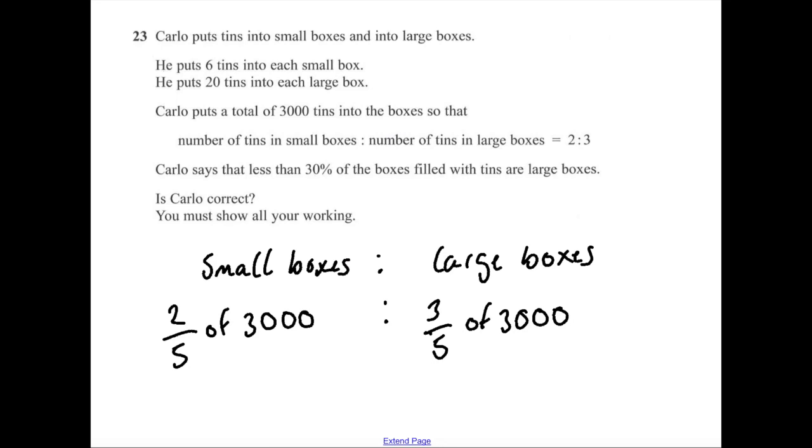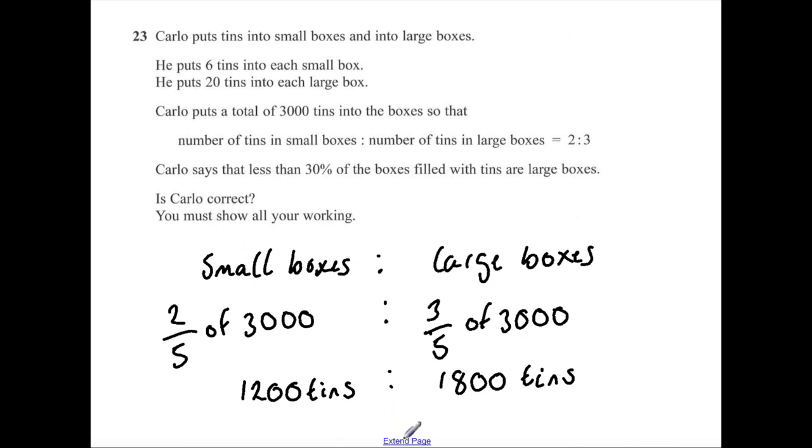So 2/5 of 3,000 is 1,200. And 3/5 of 3,000 is 1,800. So we've got small tins and large tins. Now I need to work out the number of boxes. So I'm going to divide the small tins by 6 and the large tins by 20.